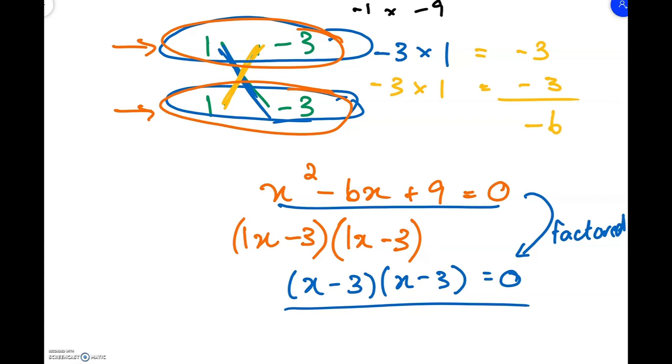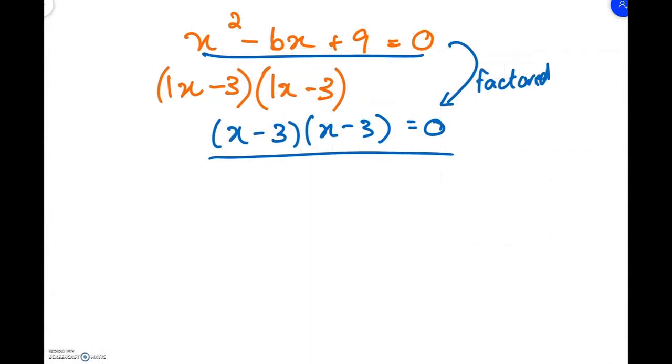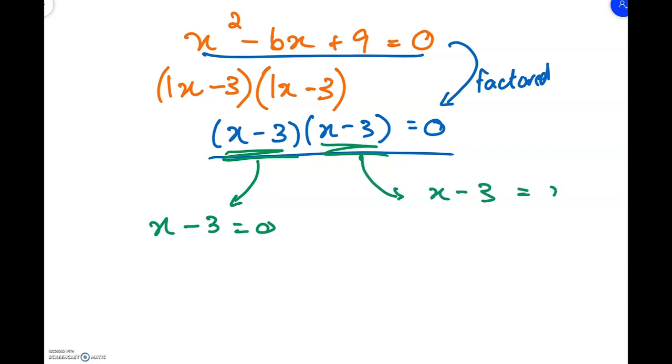Now, to solve this, what you're going to want to do is set each individual factor equal to 0. In this case, we're going to set this set inside the parentheses, and this set, equal to 0 individually. So how that's going to work is you're going to do x minus 3 is equal to 0. And the same thing on the other side, which is x minus 3 equals 0.